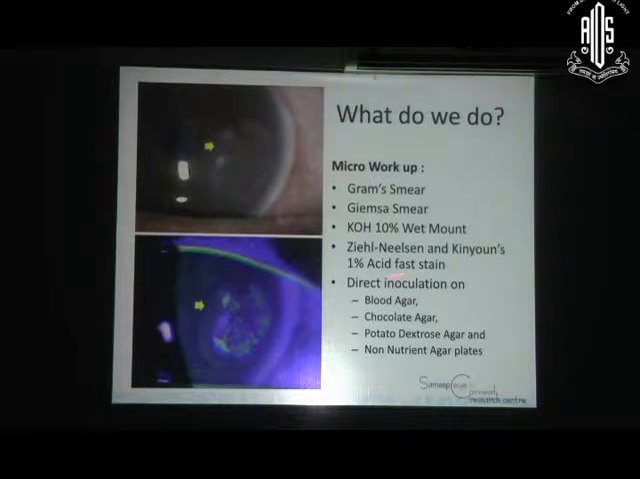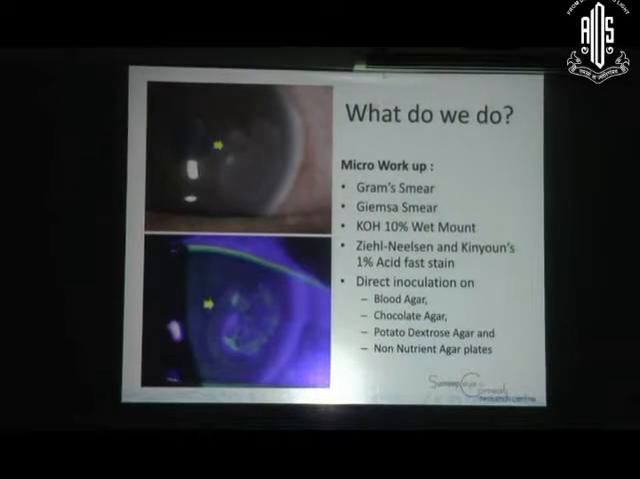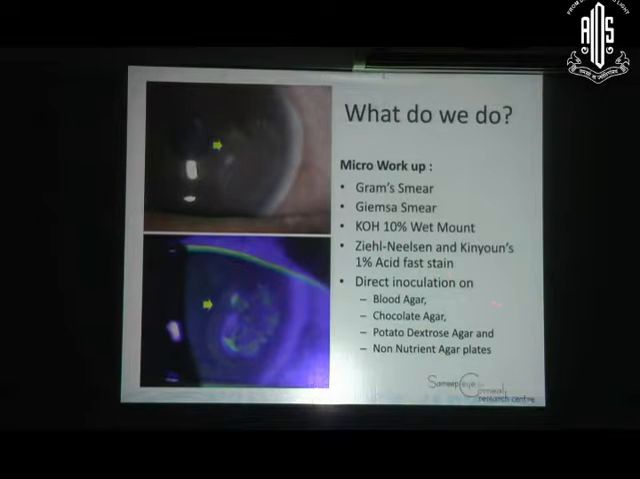The first important part is we do a microbiological workup. We ask for Gram stain, Giemsa and 10% KOH wet mount, as well as, because clinically we thought there was a possibility of Nocardia. It could have been a fungal keratitis, but this wreath-like pattern is very peculiar of Nocardia. You can see small infiltrates arranged in a round or oval pattern, which is very peculiar of Nocardia. So we also asked for a Ziehl-Neelsen and acid-fast stain, and a direct inoculation was done on blood agar, chocolate agar, potato dextrose agar and non-nutrient agar plates.